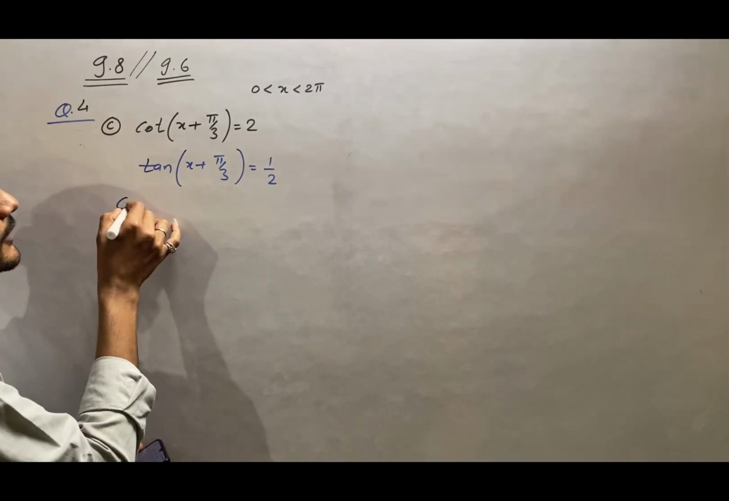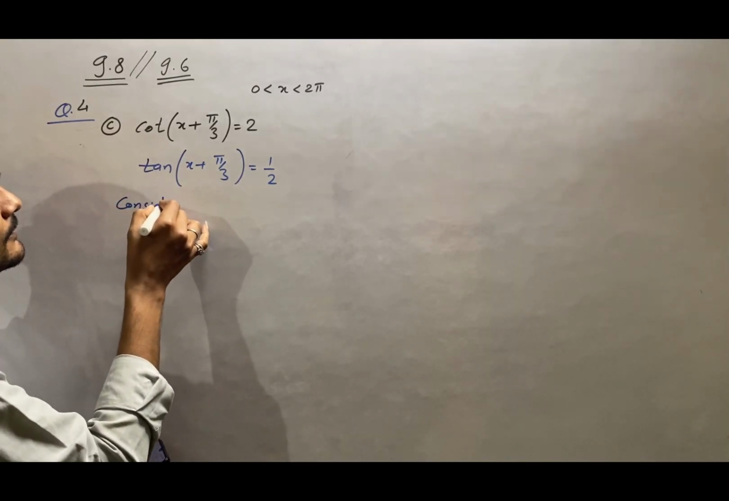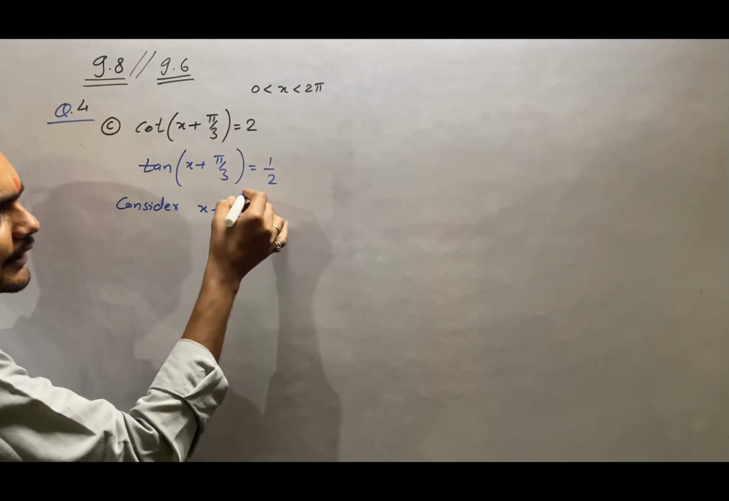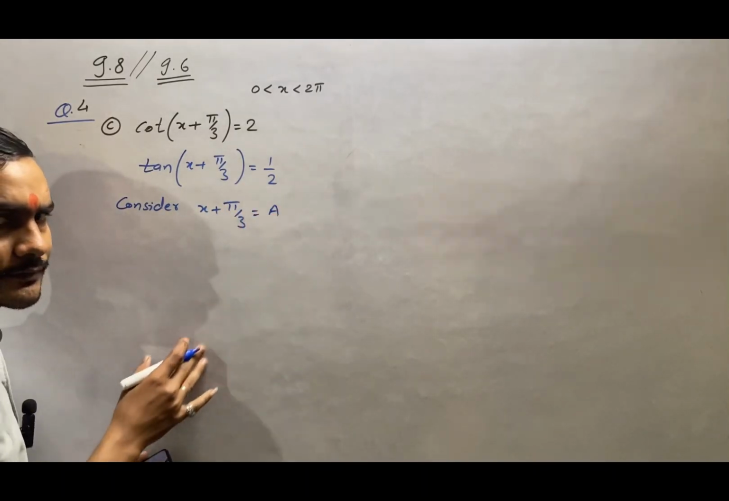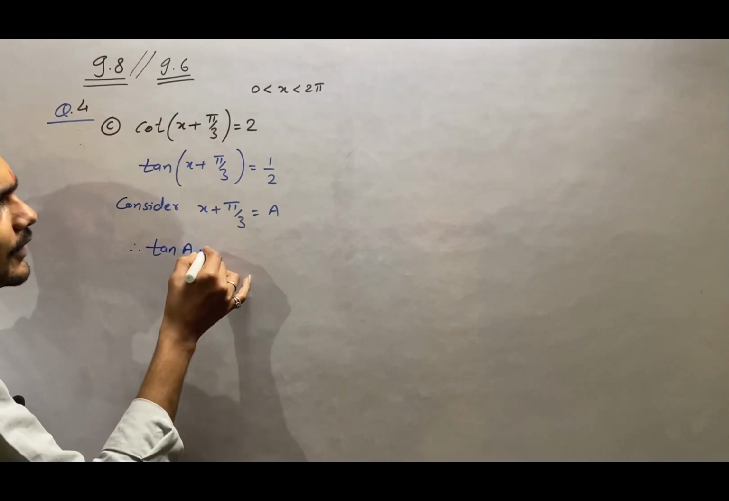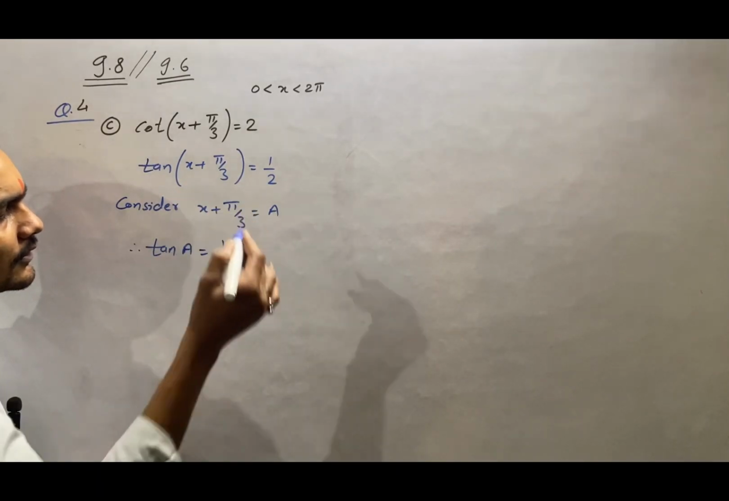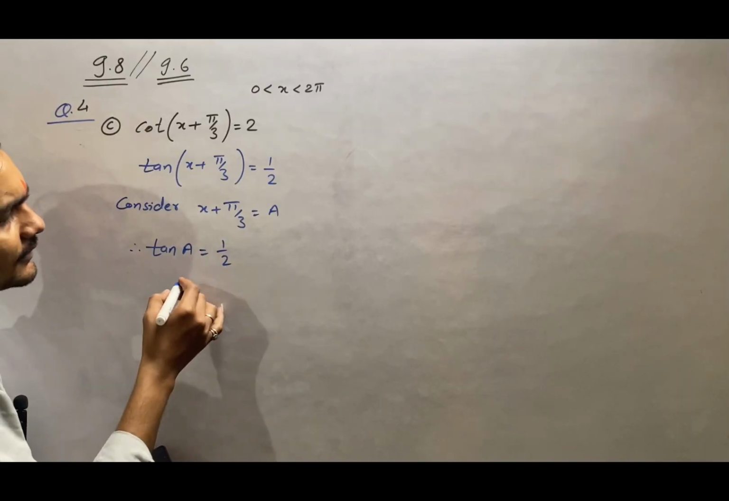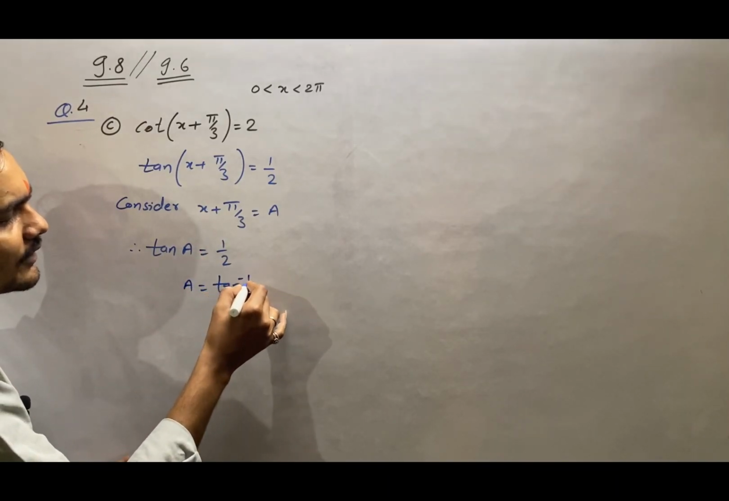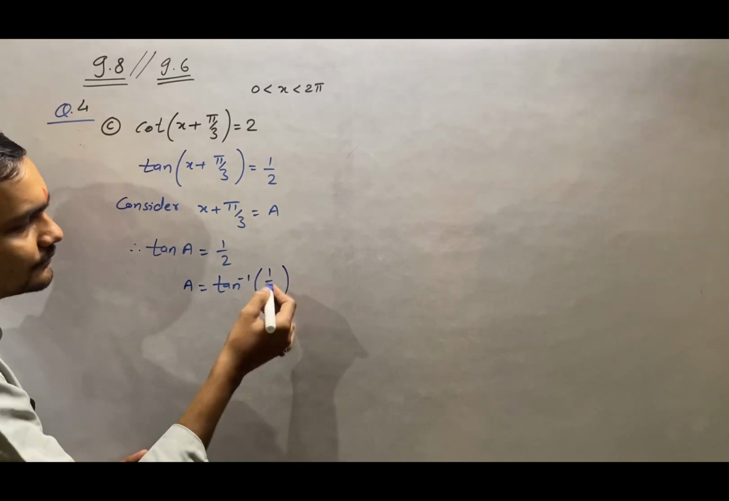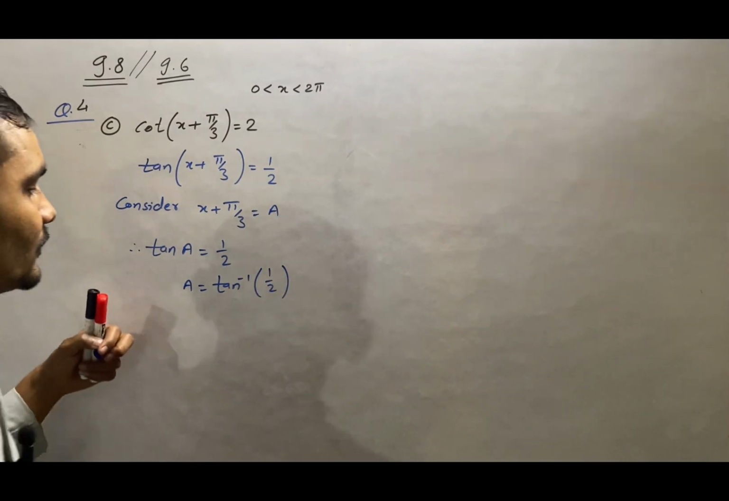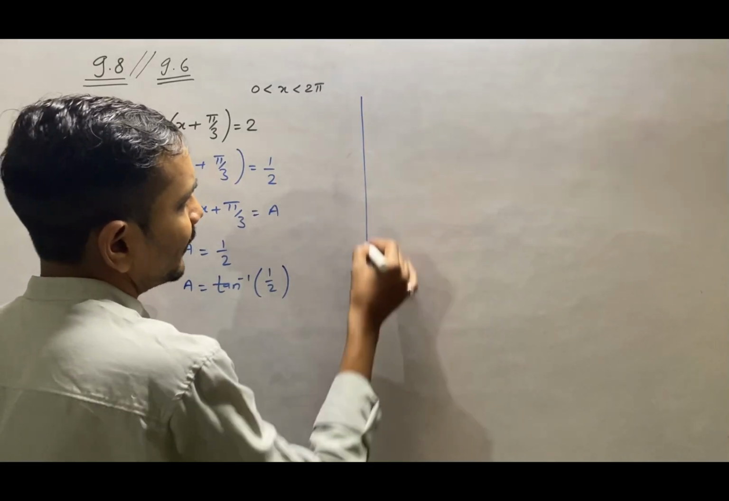Now let's consider x plus pi over 3 equals A. So tan of A equals 1 over 2. Let's take A that side, tan that side. So A equals tan inverse of 1 over 2. So now we will plot a graph for tan again.